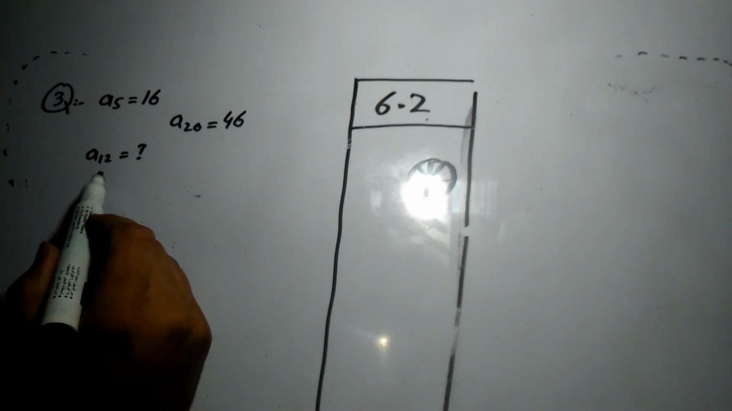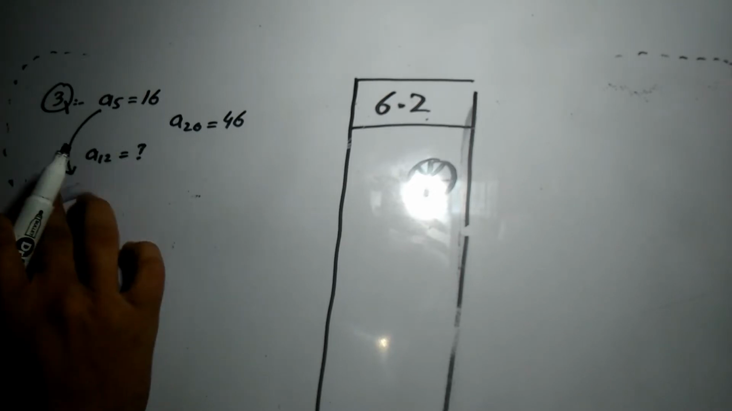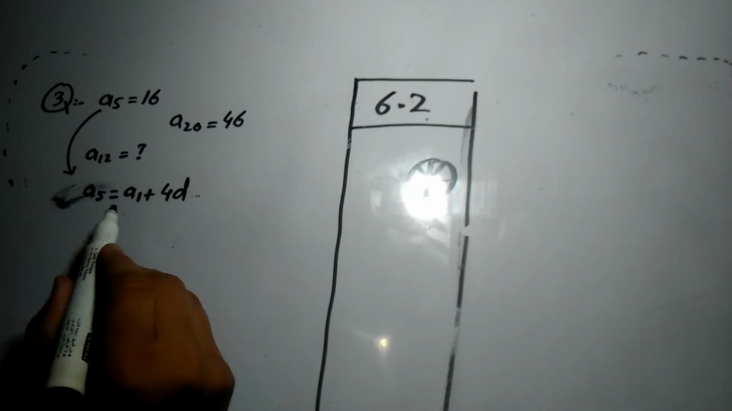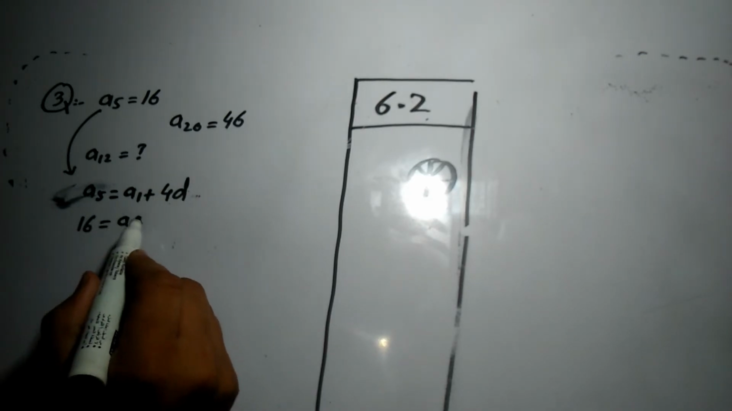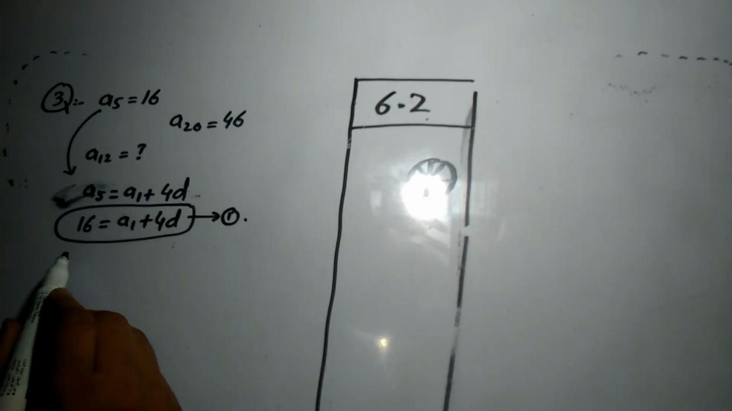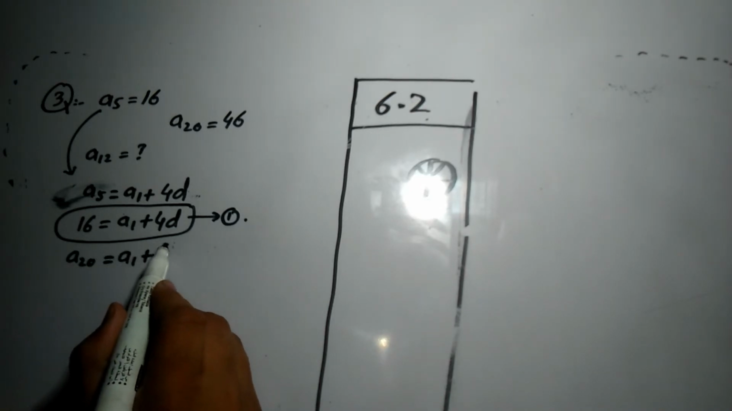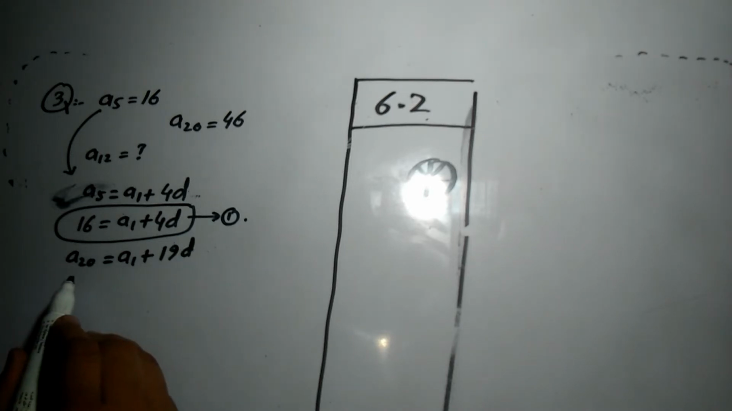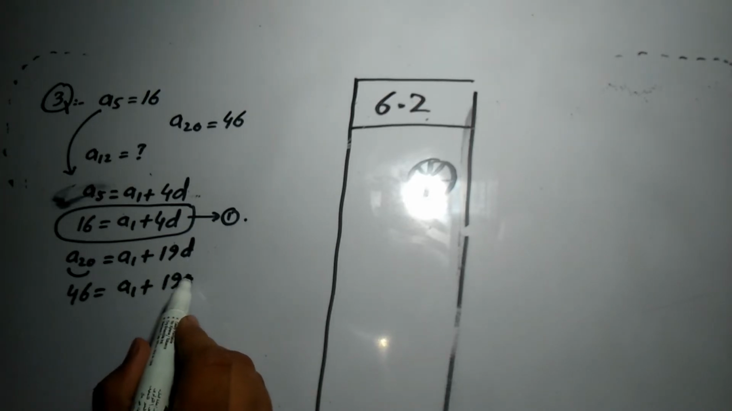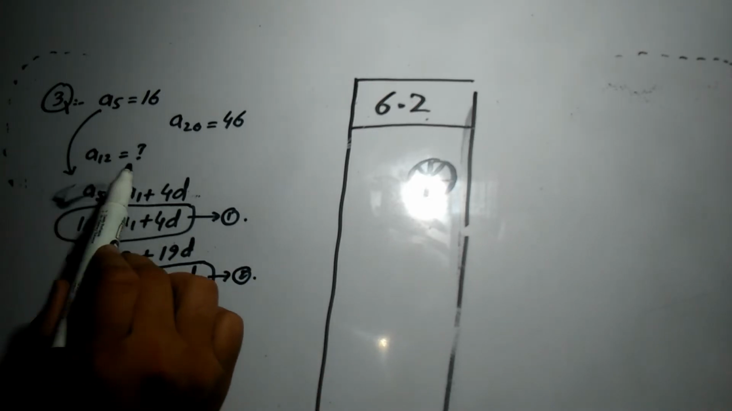Question number 3: a5 is equal to 16. So we know that a5 will be equal to a1 plus 4d. So a5 is equal to 16, which is equal to a1 plus 4d. This is equation number 1. And a20 is equal to 46. So a20 will be equal to a1 plus 19d. So a20 is equal to 46, which is equal to a1 plus 19d. So this is equation number 2. We have to find a12.